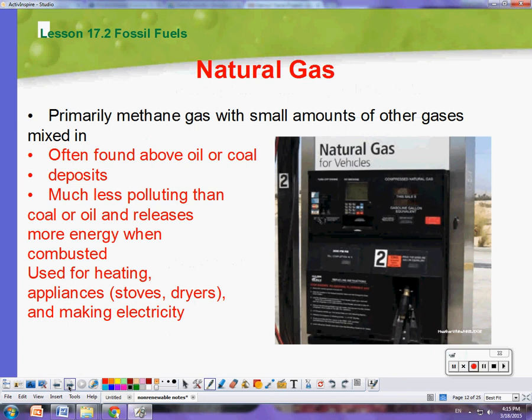Natural gas, found above or below oil and coal deposits, so you can't have one without the other. It's a lot less polluting. It gives us more energy. It's used for heating appliances. I know I have gas at my house. This is where the fracking comes in. All right, moving on. Make sure you write this down.